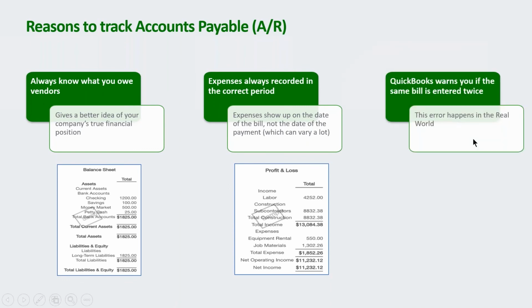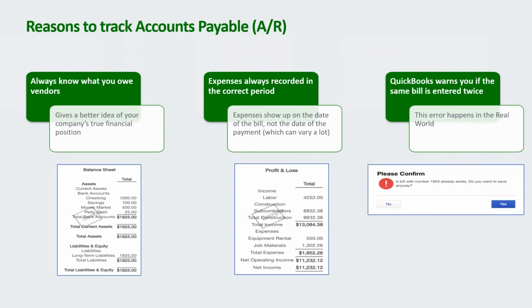Also, you're able to get a warning if you try to enter the same bill twice. Now, I mentioned that little field right there for the reference number. Not only does that help you keep track of what bills have been entered and potentially also tell your vendor which bills you're trying to pay with checks that you send them and things like that, but it also will warn you if you try to enter the same bill twice. And I'm going to show you how that works.